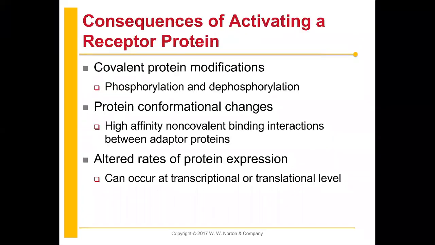That's a big one. Okay, so consequences of activating a receptor protein. You can have a couple of different things happen once you activate that receptor protein. You can have a covalent protein modification.